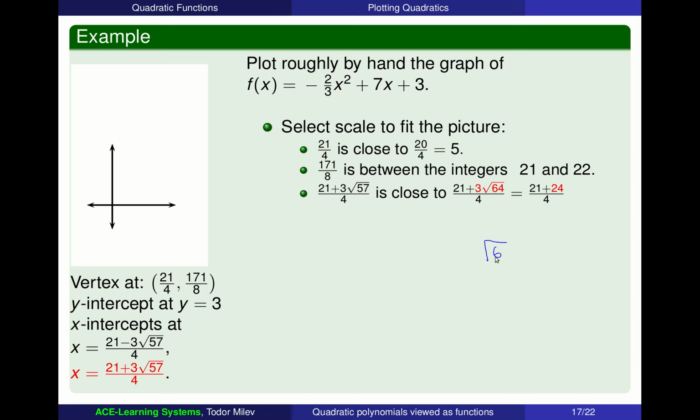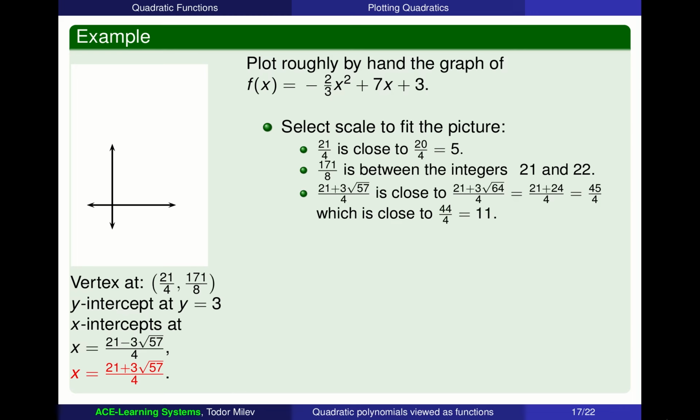radical of 64 of course is 8. So 3 times radical of 64 is 8 times 3, which is 24. So that's what I get. So I'm getting altogether 45/4. So this number here is approximately equal to 45/4, which is approximately equal to 44/4, which is approximately equal to 11. So about 11 units for this guy.